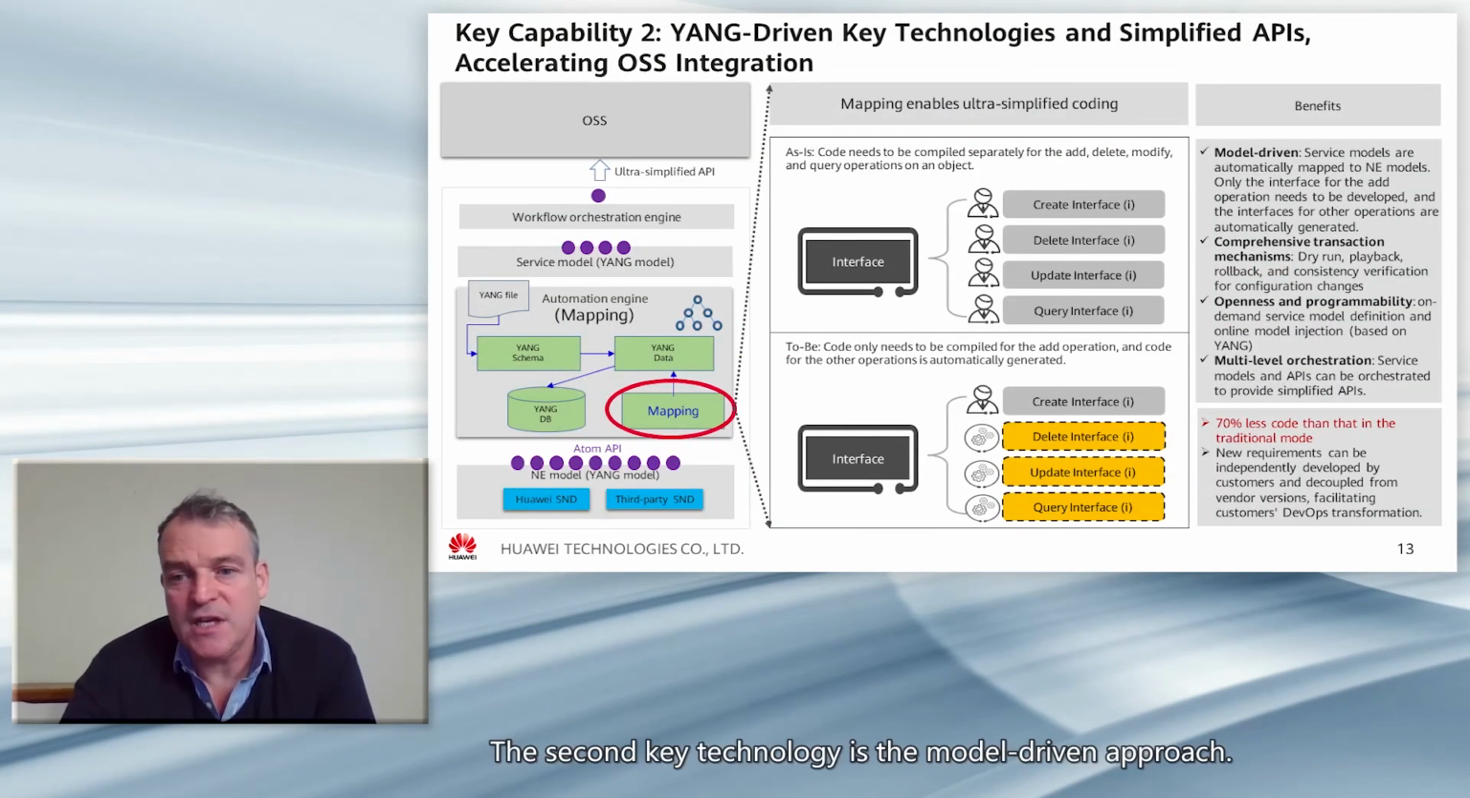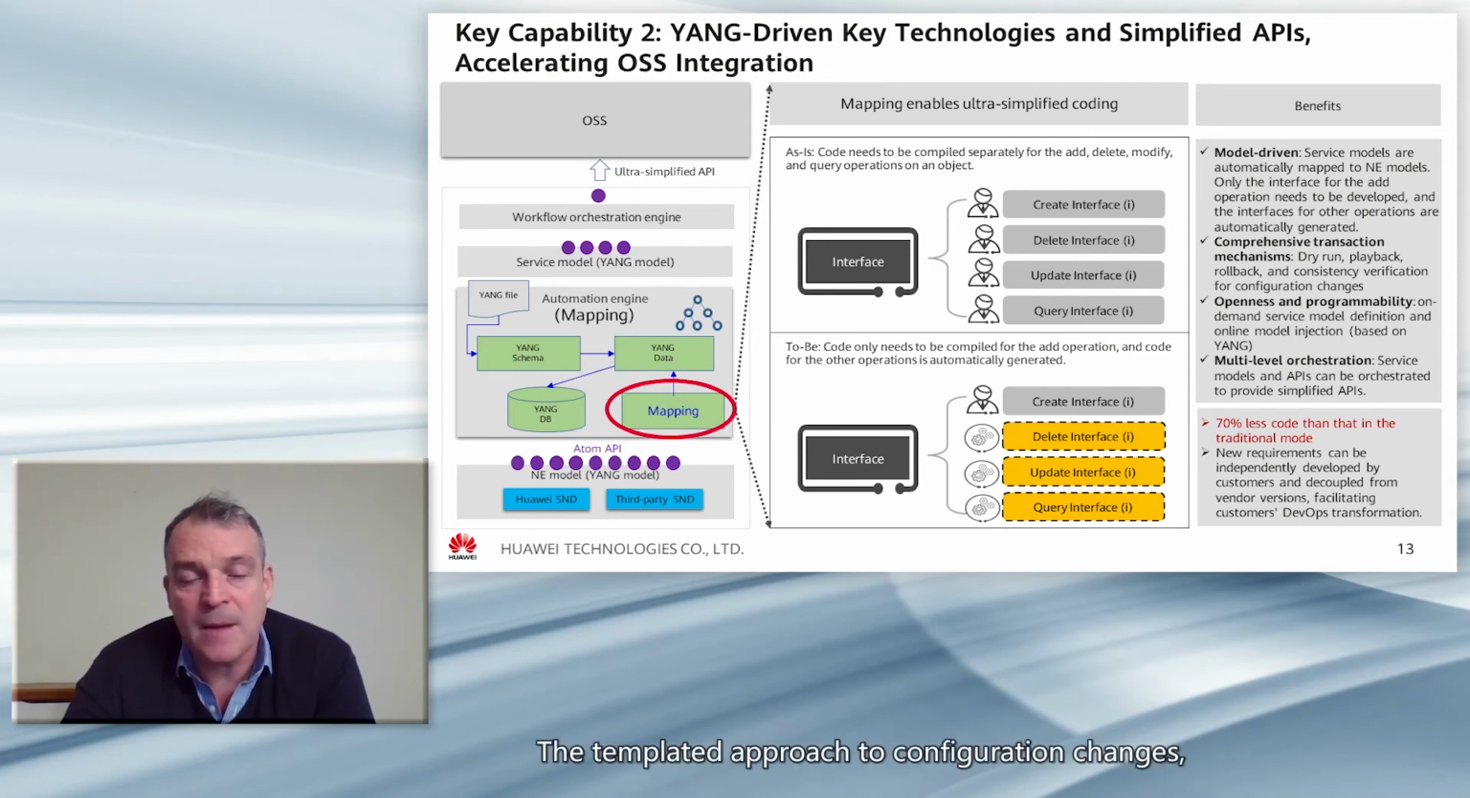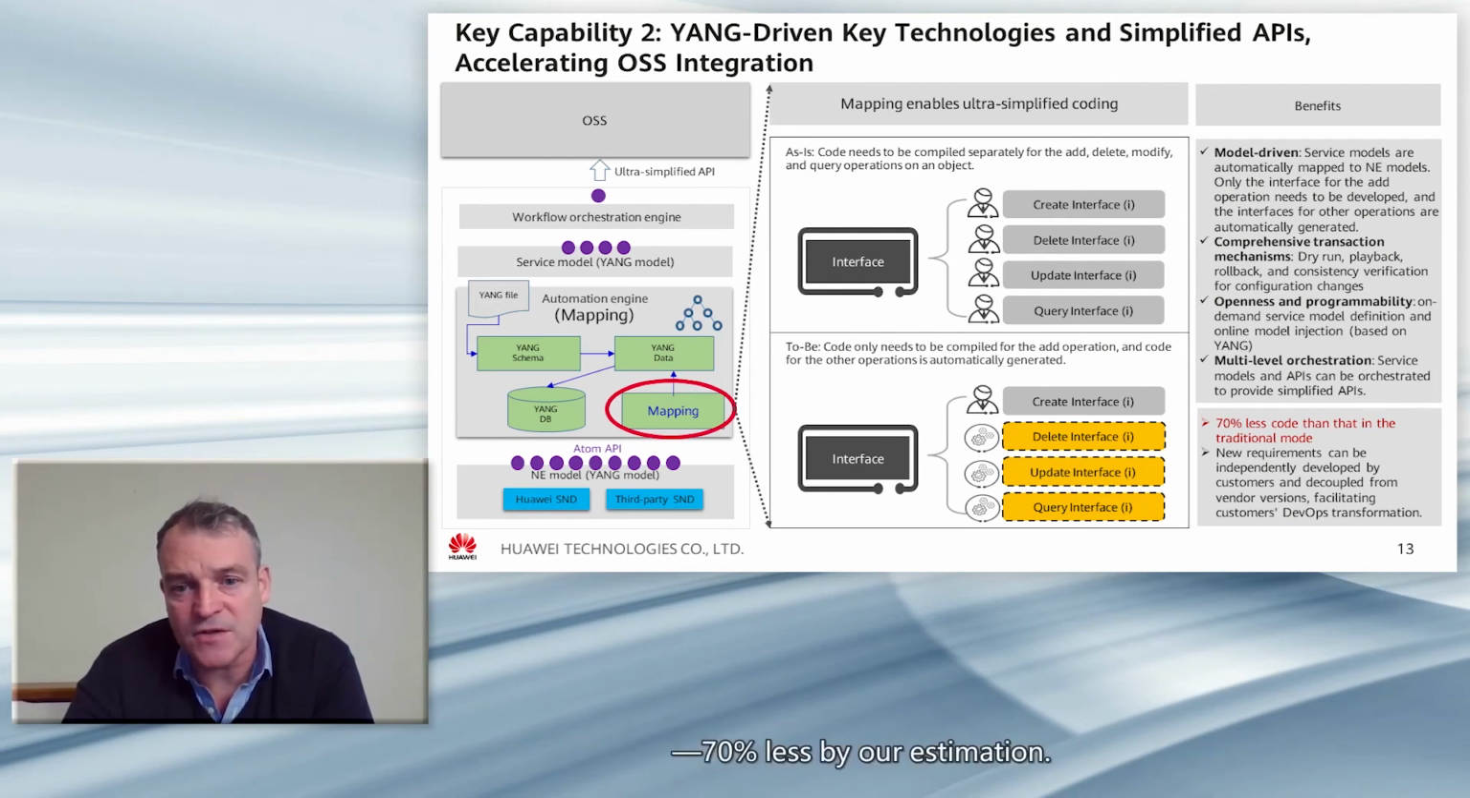The second key technology is the model-driven approach. Together with automated API generation, we believe this greatly simplifies network and service creation. The templated approach to configuration change, along with the easy map merge technology, greatly reduces the amount of code required to roll out new network changes, 70% less by our estimation. By defining the service model, all configuration change related APIs are auto-generated. If you need to orchestrate multiple services, this can be done as a multi-level service orchestration, allowing higher level abstraction of the service.